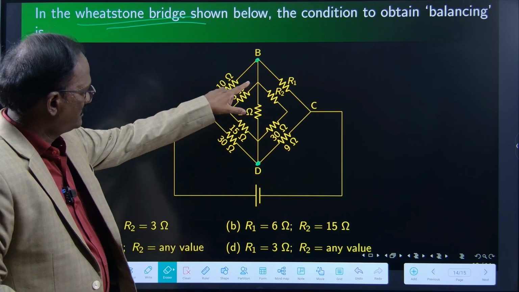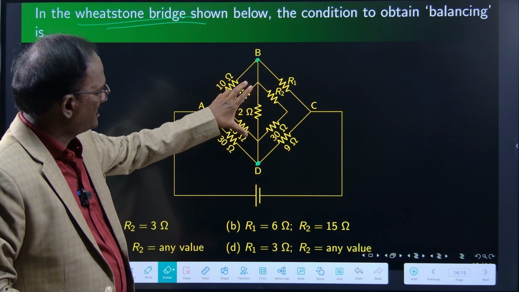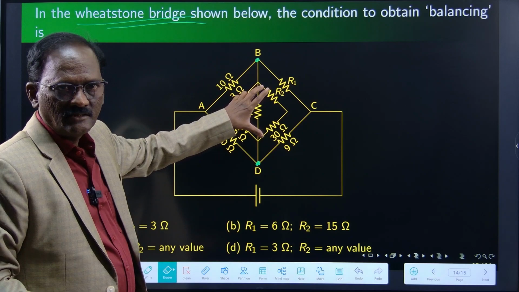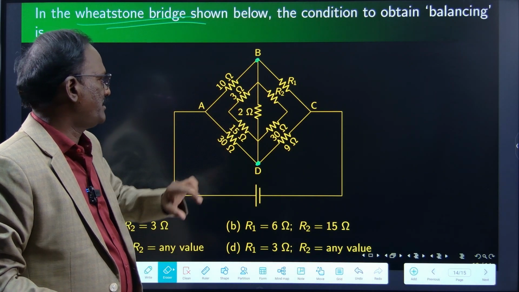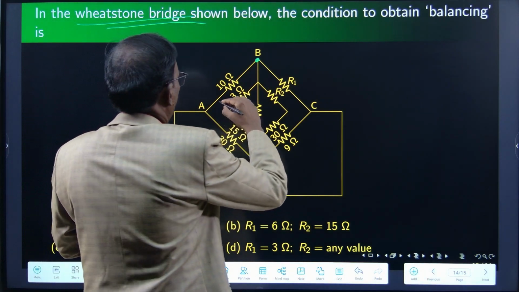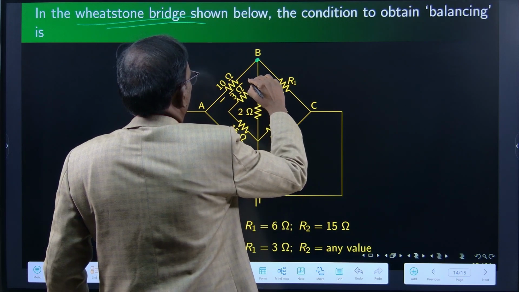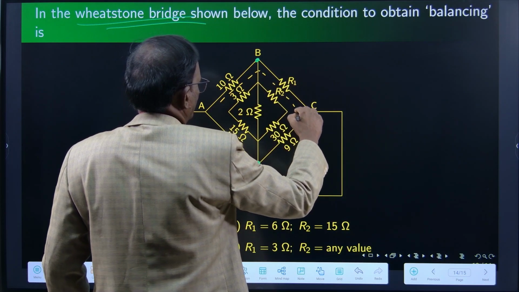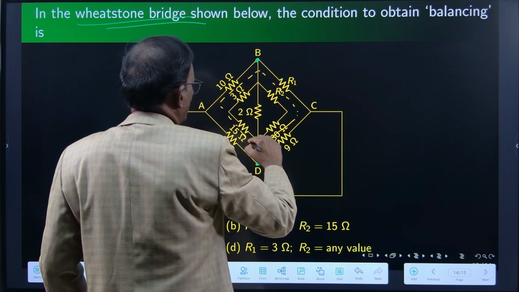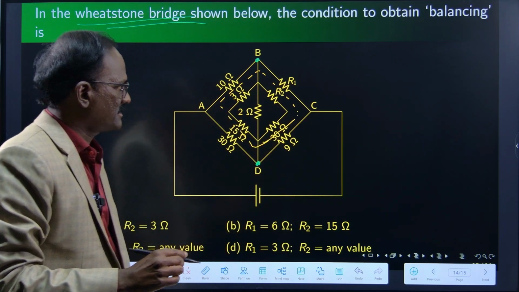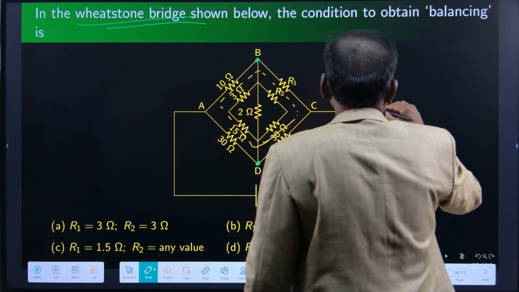Yes. This is series and this is series. All the 3 branches are coming in parallel. So I can make this part as a single resistance. I can make this center part as a single resistance, right? Let me redraw it.